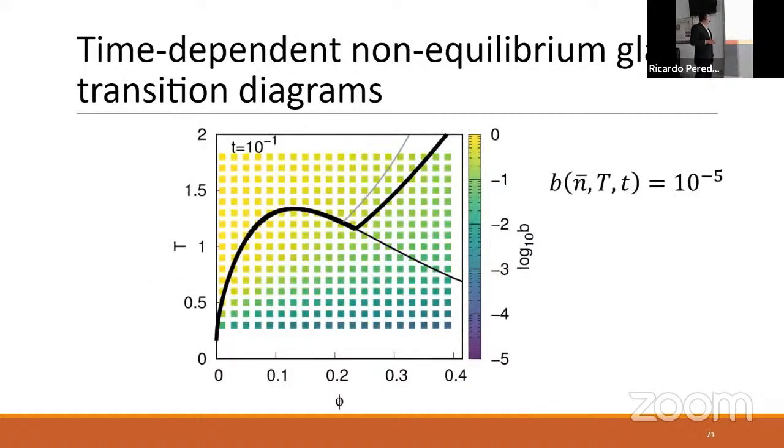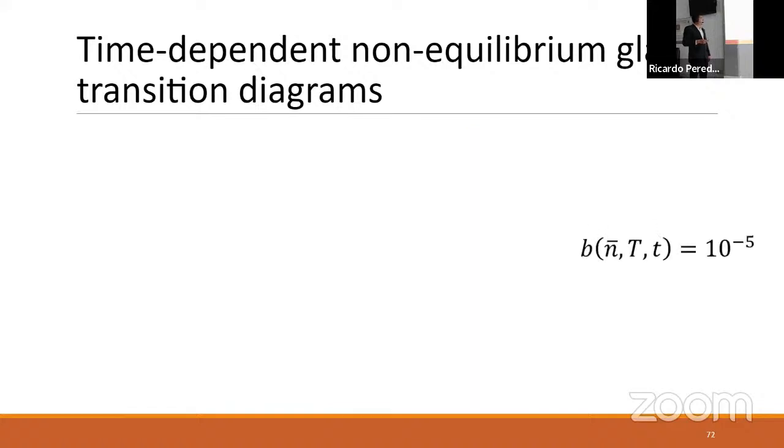Okay, here is actually an evolution of the mobility. By following the condition b equal to 10 to the minus 5, what we actually want to do is to follow a practical condition for which we can find the transition towards out of equilibrium states. And we can do it along these phase diagrams.